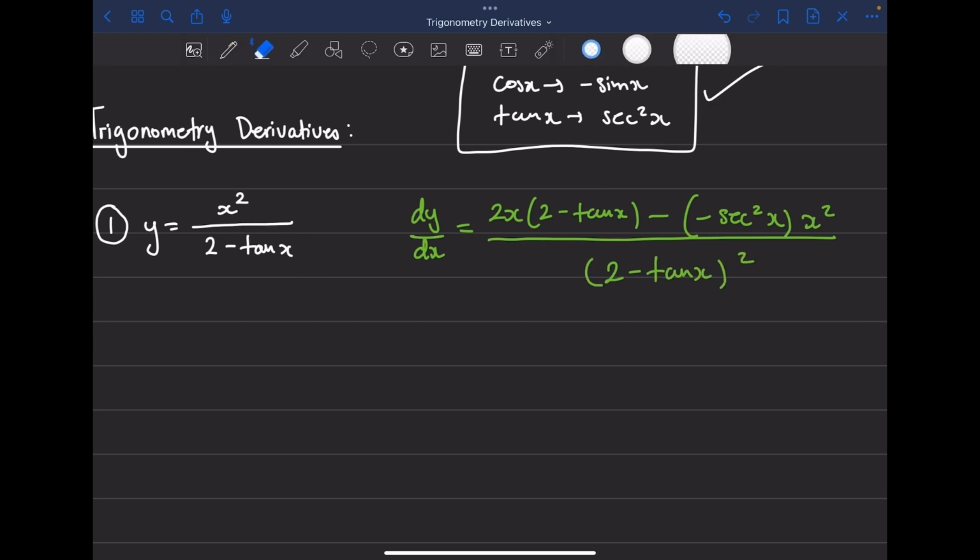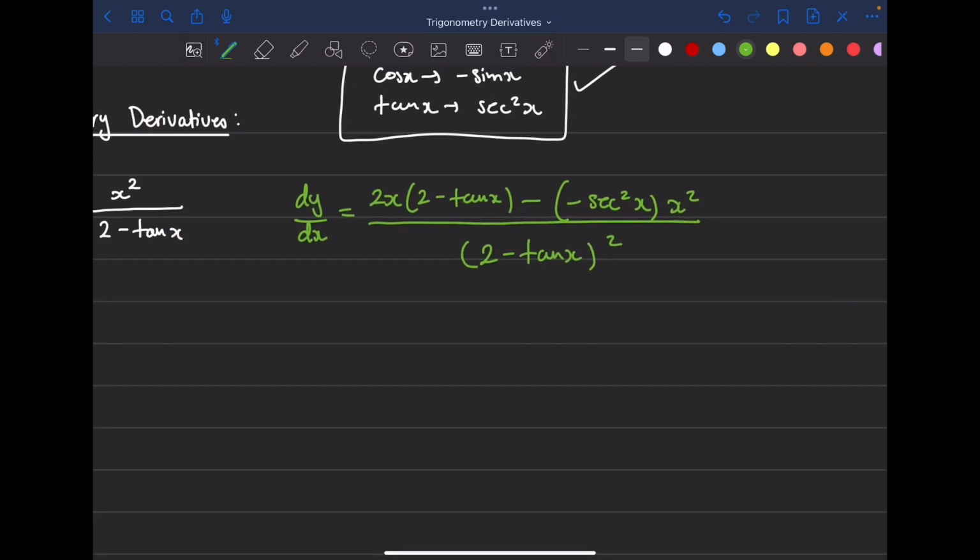Okay, so we basically finished the question. All you have to do is simplify from here. Okay, so simplifying, sometimes it happens, sometimes it doesn't, but the first step you always have to do is expand these brackets, because we don't want two brackets that look like this.